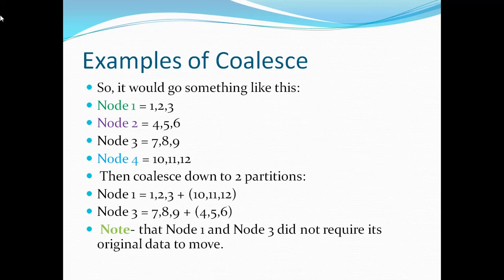When you apply coalesce, earlier the RDD had 4 partitions with all the data on different nodes. Now I apply coalesce and reduce the partitions to 2. So what will happen? Node 1 data stays without any moving, without any shuffling. Node 4 data will come to merge into node 1: 10, 11, 12, you can see 10, 11, 12 is coming to node 1. On node 3 the data is not moving, only node 2 data, 4, 5, 6, is coming.